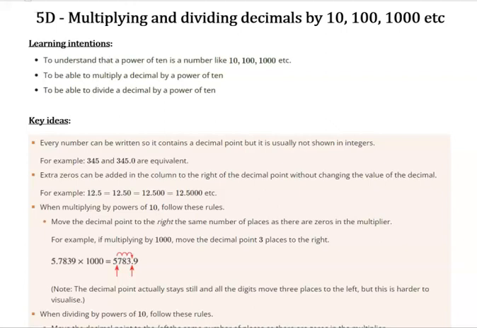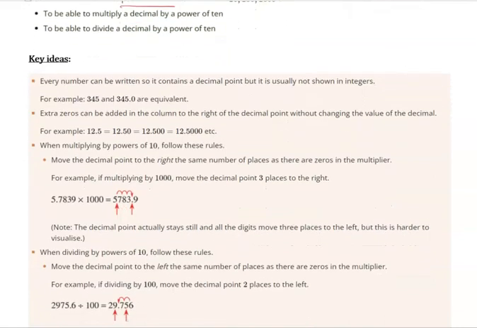Multiplying and dividing decimals by powers of 10: 10, 100, 1,000. Powers of 10 make this really easy. Every number can be written so it contains a decimal point, even a whole number like 345. 345 and 345.0 are the same. You can write extra zeros and not change the value, but there will be a time when that is necessary.